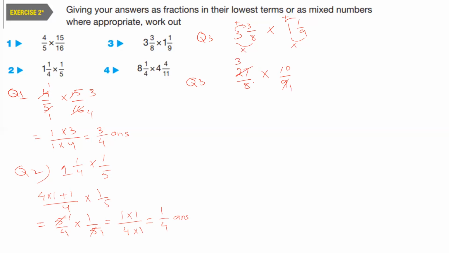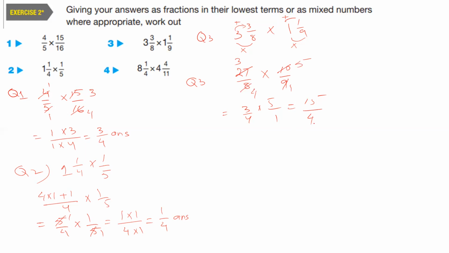Now we know that 8 and 10, the highest common factor in these two numbers is 2 only. So we divide this. 2 times 4 is 8. 2 times 5 is 10. We got here 3 upon 4 times 5 upon 1. So we cannot cancel anymore and we cannot simplify it anymore now. So in the lowest terms, 5 times 3 is 15 upon 4 times 1 is 4.